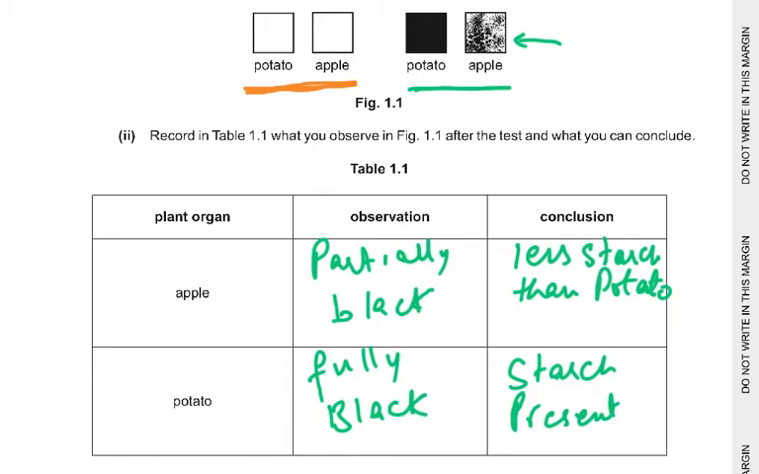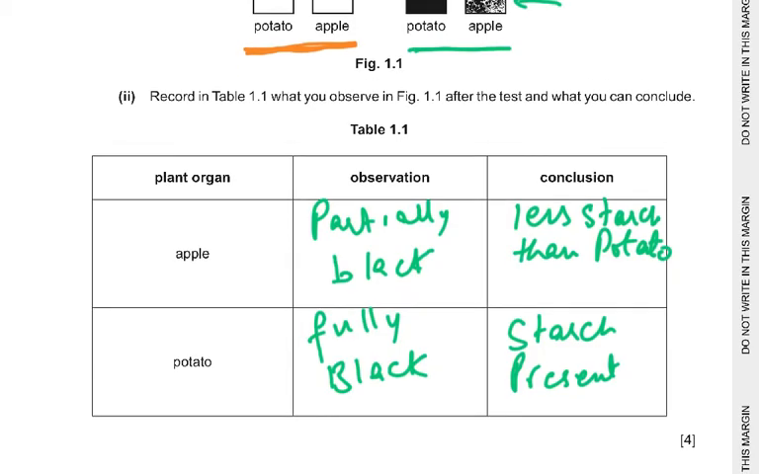So anything of that. You see, you must remember what is observation. Observation is what you can see. Conclusion is okay, what is your conclusion? Is there protein present, starch present, reducing sugar present? That is the conclusion. So this is what you've got to understand. For 4 marks, you have to give me 4 points for that.